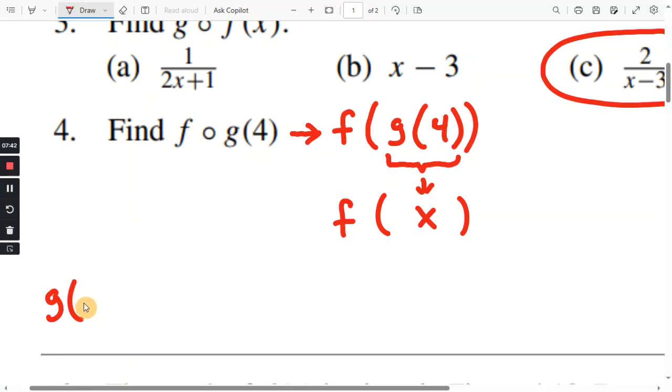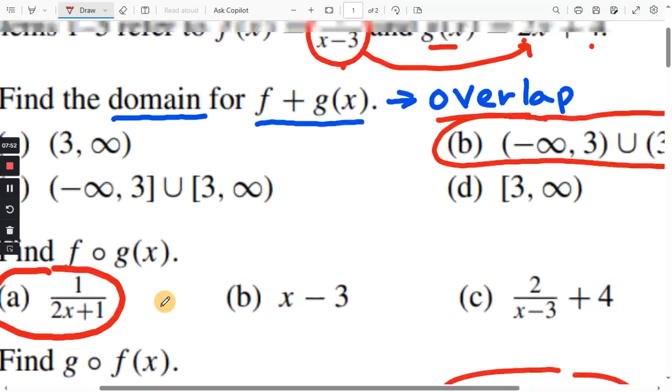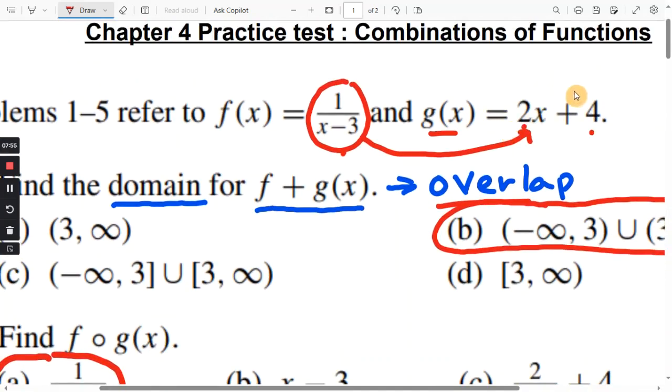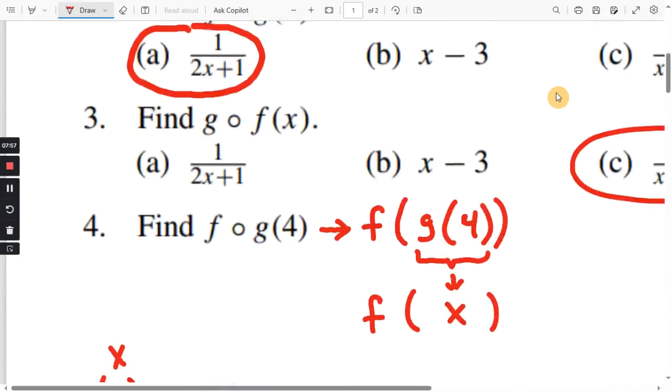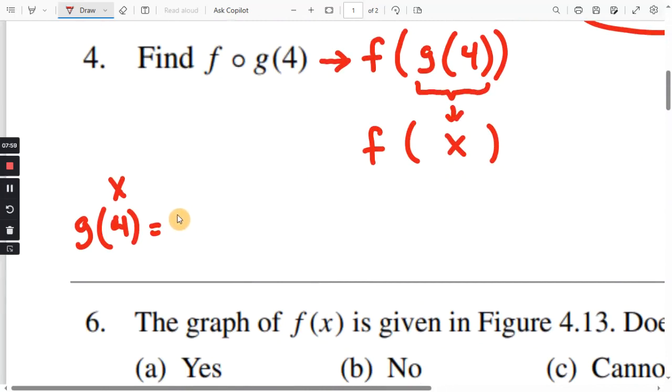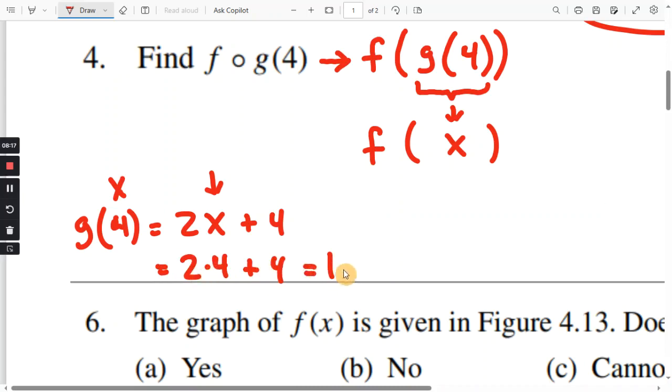G of 4. You just have to go to the g function and plug in x equals 4. All right, so if you go to the g function, that's 2x plus 4. At g of 4, you're just plugging in 4 in place of x. So that's going to be 2 times 4 plus 4. 2 times 4 is 8, plus 4 is 12.